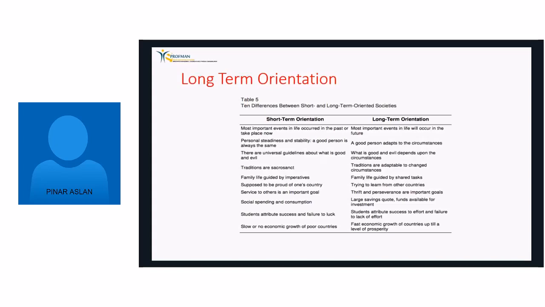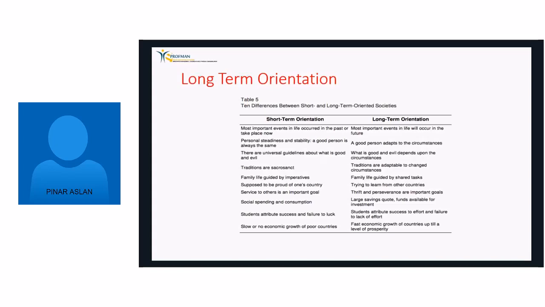Societies with a high degree in this index, that is long-term, view adaptation and circumstantial, pragmatic problem solving as a necessity. A poor country that is short-term oriented usually has little to no economic development, while long-term oriented countries continue to develop to a point. And let's see the differences in the cultures. In short-term orientation, most important events in life occurred in the past or take place now. In long-term orientation, most important events in life will occur in the future.